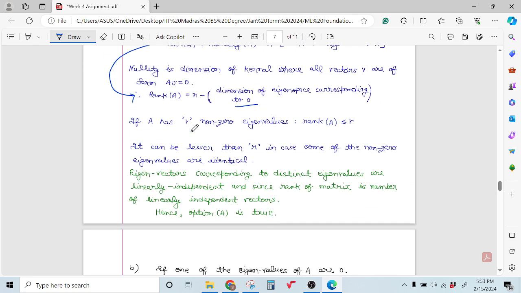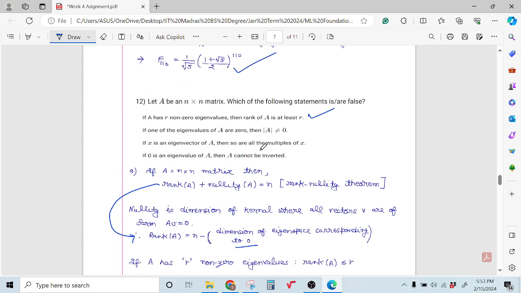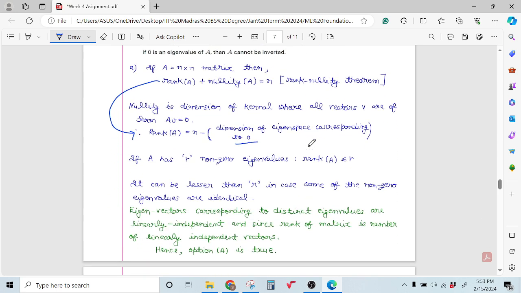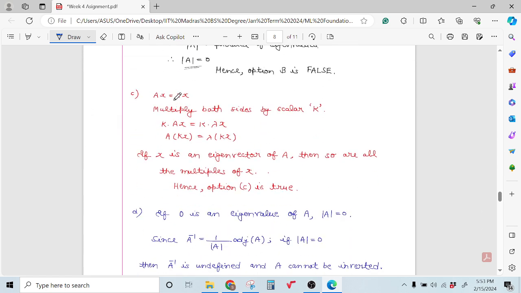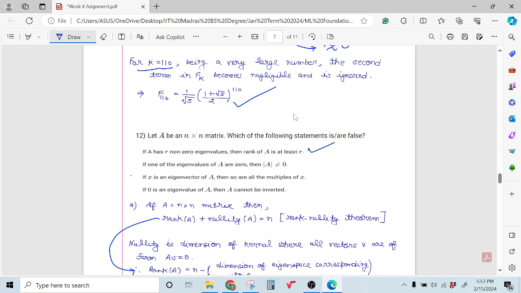The third option says if x is an eigenvector of A, then so are all the multiples of x. If Ax is equal to lambda x, multiplying both sides by a scalar k, we get this equation. So if x is an eigenvector of A, then all multiples of x will be eigenvectors of A. If we multiply by any constant, that also will be an eigenvector of A. So this statement is also correct.